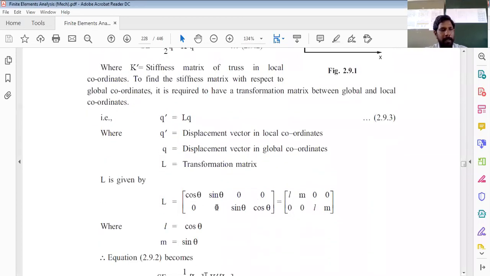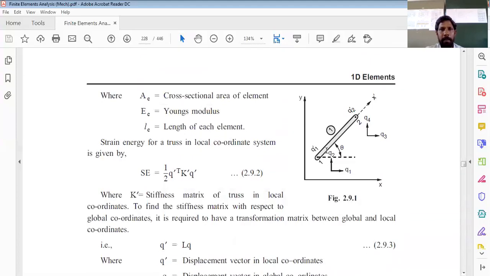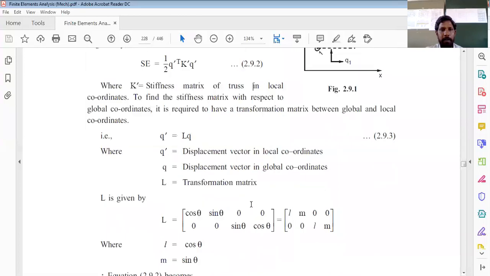So let us substitute L as [cos theta, sin theta, 0, 0; 0, 0, sin theta, cos theta], which is nothing but [l, m, 0, 0; 0, 0, l, m]. As q dash is to be transferred along q1 direction, it will be q1 cos theta and q2 sin theta. Similarly, q2 dash is to be transferred along q3 and q4 direction, so it will be q3 cos theta and q4 sin theta. So the same thing I have written here.